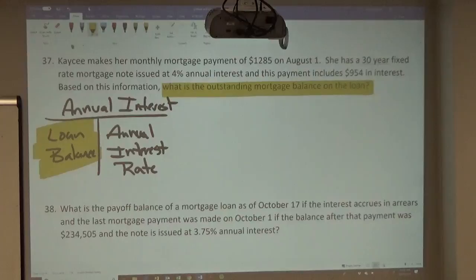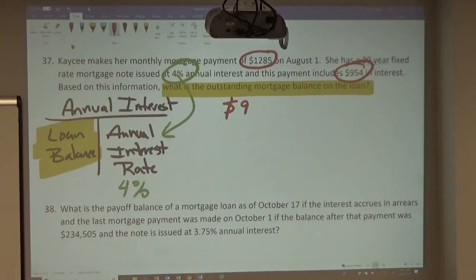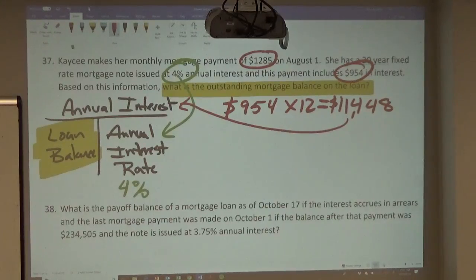Well, they gave us the annual interest rate of 4%, so we can just bring that down. So we've got 4% here for our annual interest rate. They did not give us the annual interest though. What they gave us was $1,285 total payment, which included $954 in interest. So we have $954 in monthly interest, so times 12 months should give us annual interest. $954 times 12 months is $11,448 in annual interest, and that number is going to get brought over here to the top of our formula.